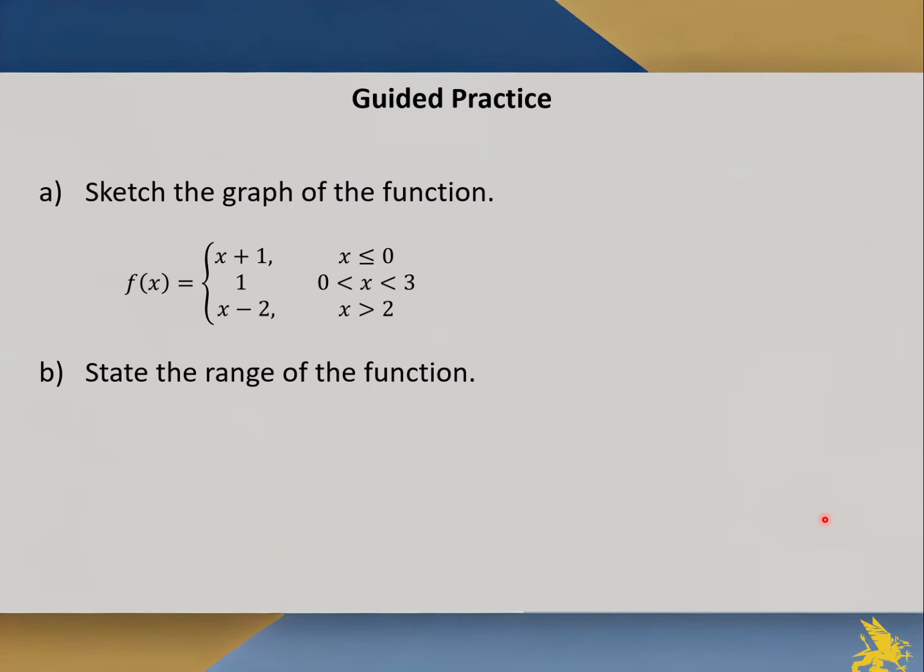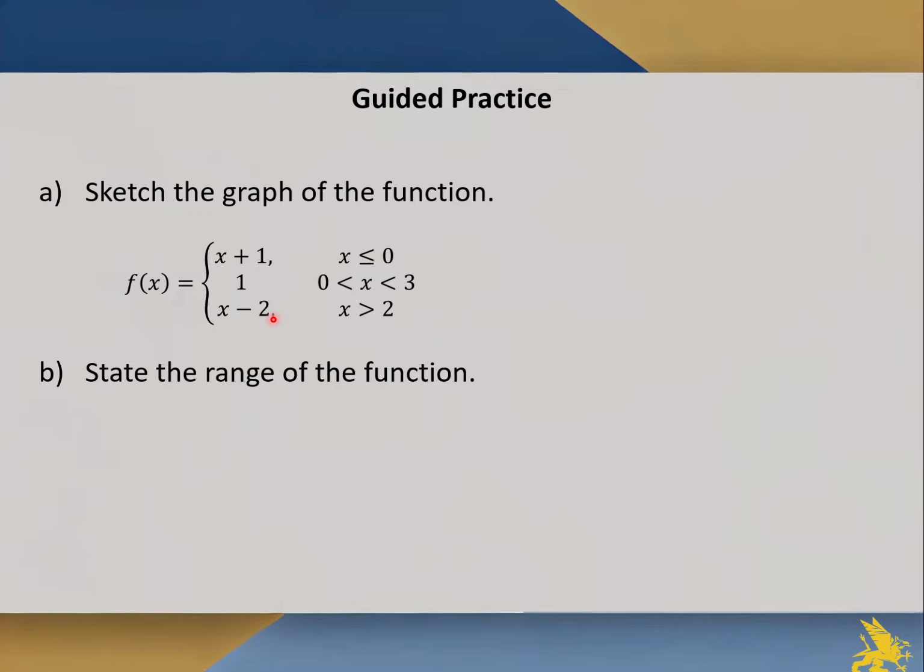Let's look at the next question. Let's sketch this graph again. So this time for this piecewise, we've got f of x is equal to x plus 1 when x is equal to and less than 0. It's equal to 1, which will be a straight line when x is greater than 0 and less than 3. And then x minus 2 when x is greater than 2.